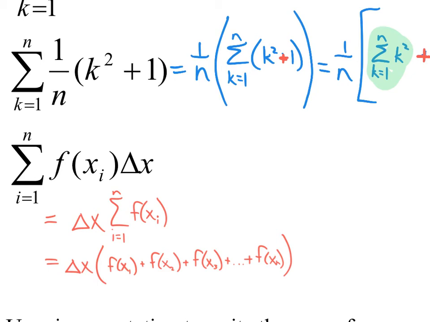Like x sub 2, what does that mean? That just means the first x coordinate that we want, the second x coordinate, the third x coordinate, all the way up to x coordinate number n. We're going to be evaluating our function at a bunch of different points. Okay? That's all that means for right now.